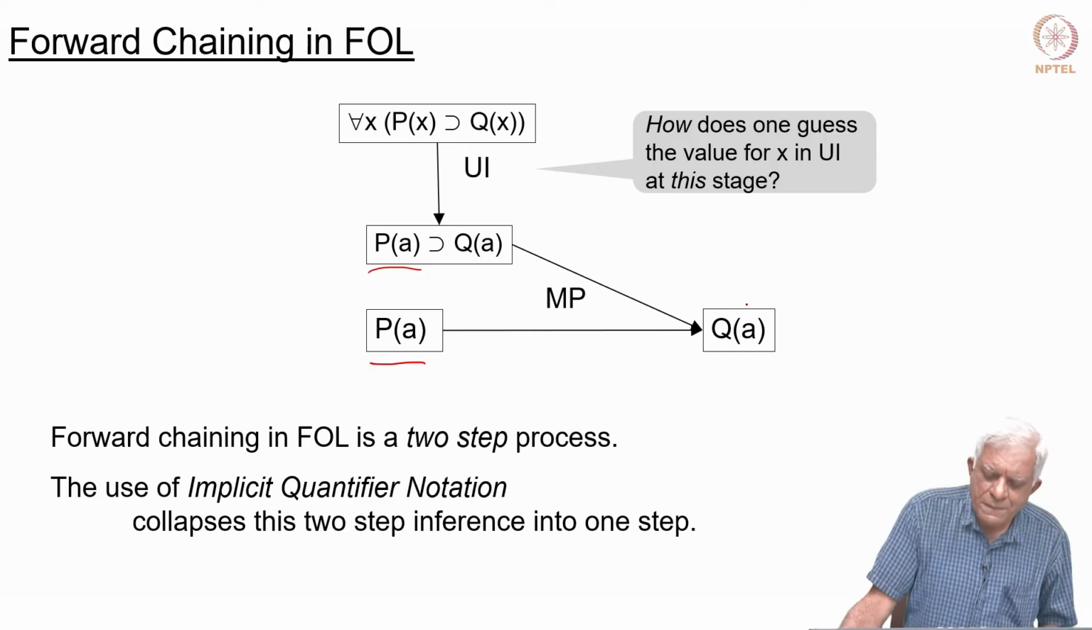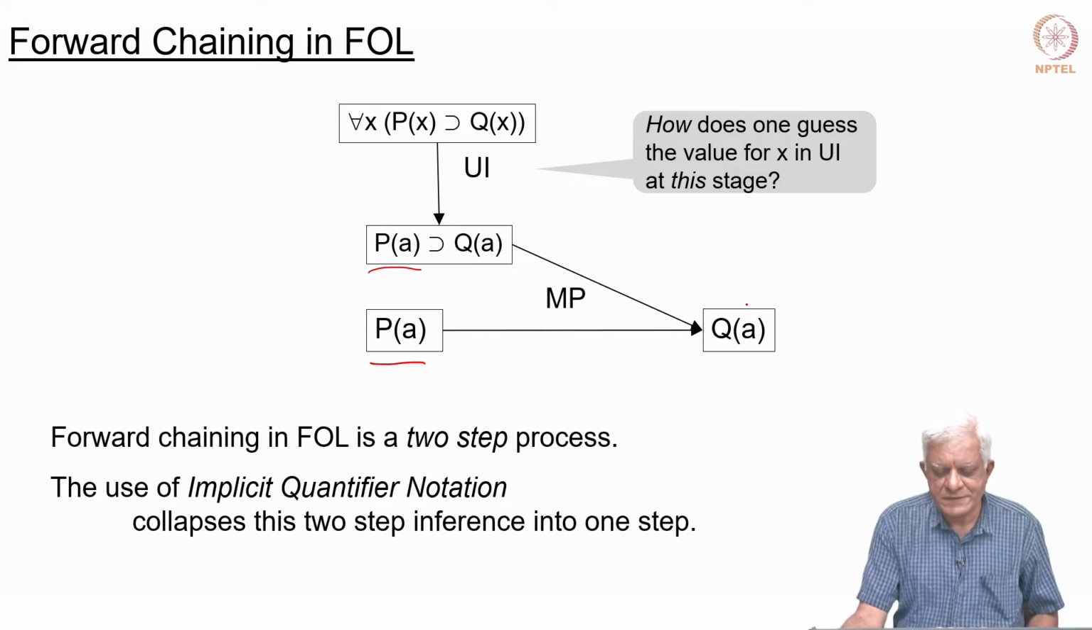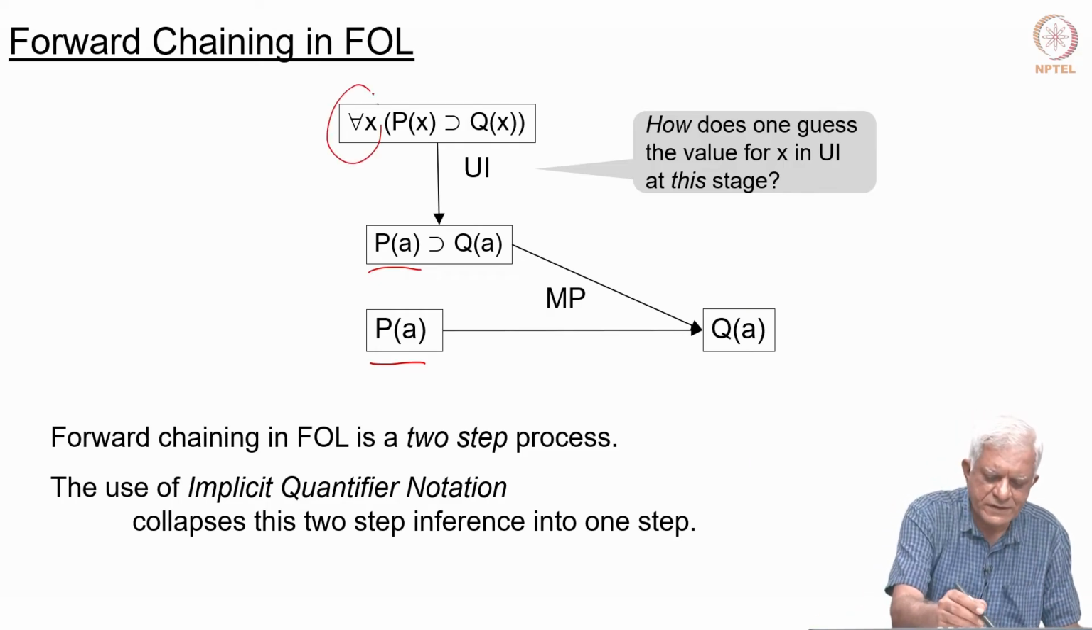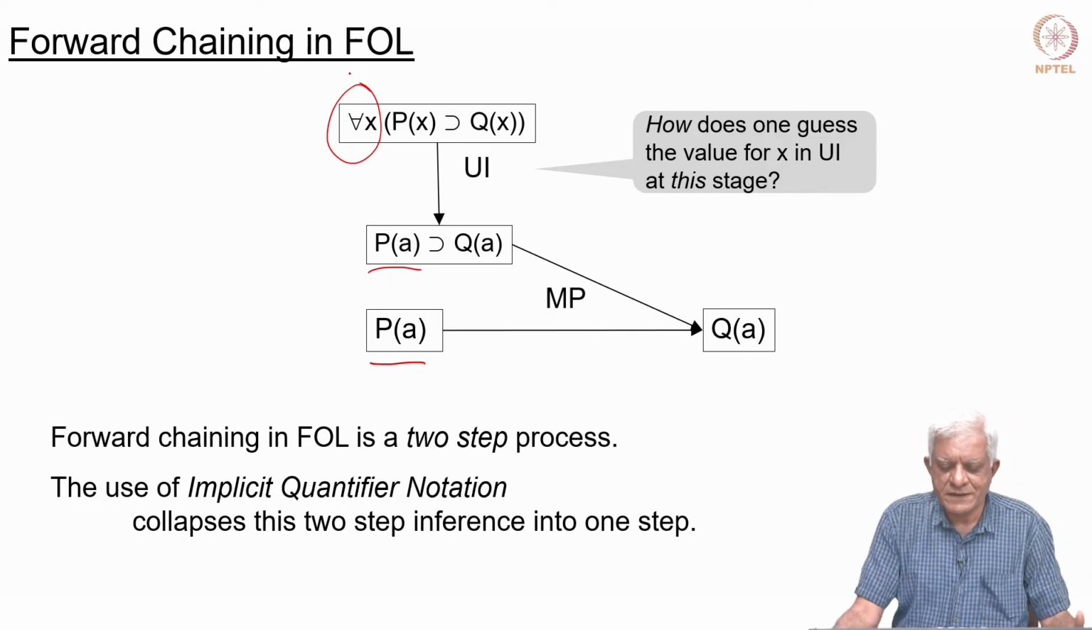What we will do now is to look at something called the implicit quantifier notation that collapses the two-step inference process into one step essentially. What do we mean by implicit quantifier? It is that we will not explicitly write the quantifier. So, the quantifier is this here. That is what has been given to us, that for all x, P x implies Q x.